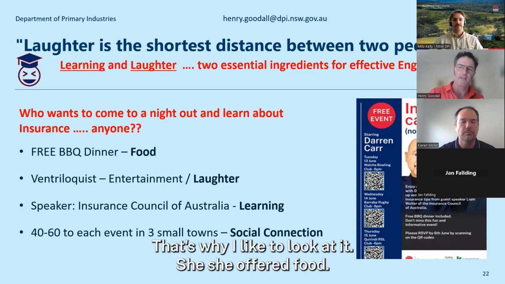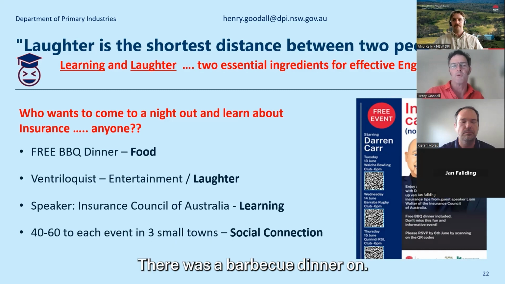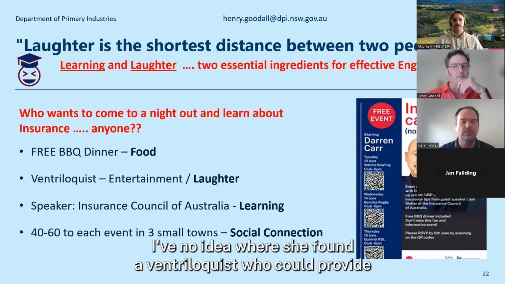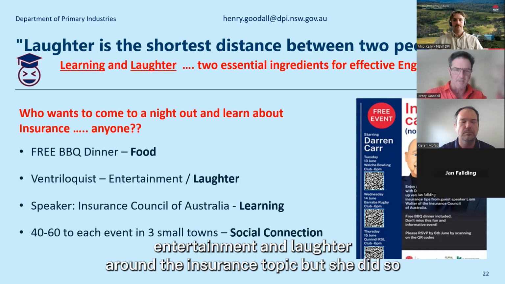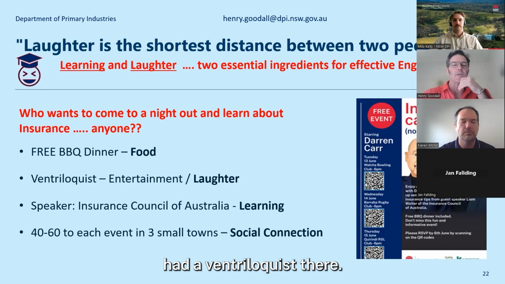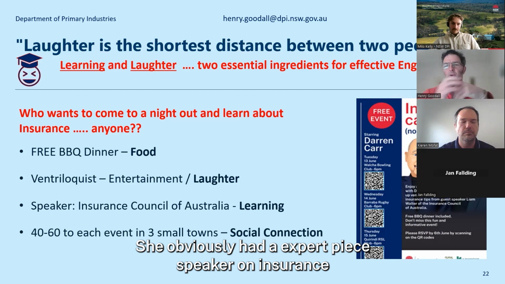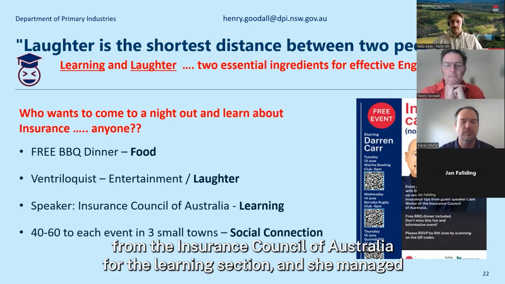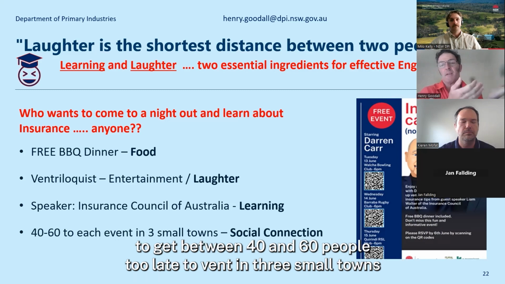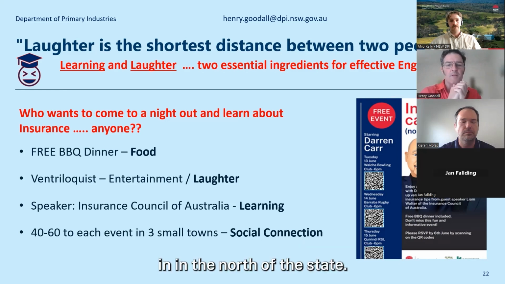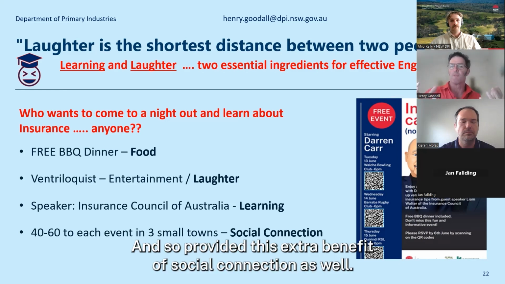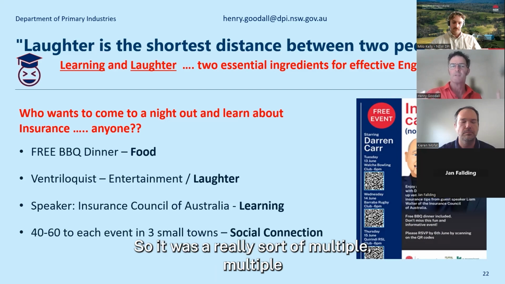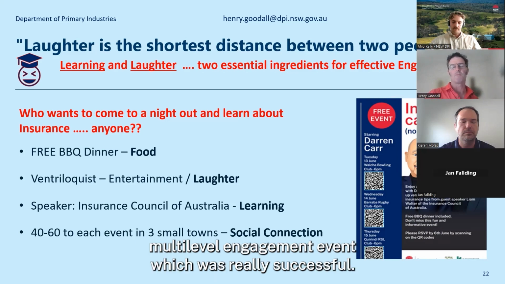she packaged it, if you like. That's the way I like to look at it. She offered food. There was a barbecue dinner on. I have no idea where she found a ventriloquist who could provide entertainment and laughter around the insurance topic, but she did. So had a ventriloquist there. She obviously had an expert speaker on insurance from the Insurance Council of Australia for the learning section. And she managed to get between 40 and 60 people to each event in three small towns in the north of the state. And so provided this extra benefit of social connection as well. So it was a really sort of multi-level engagement event, which was really successful.